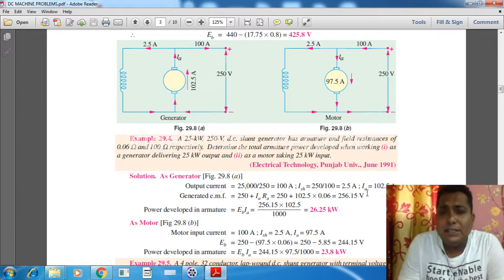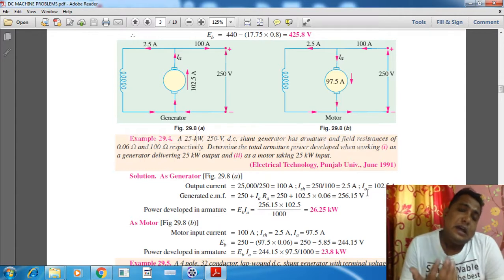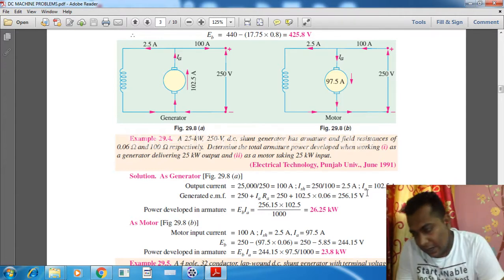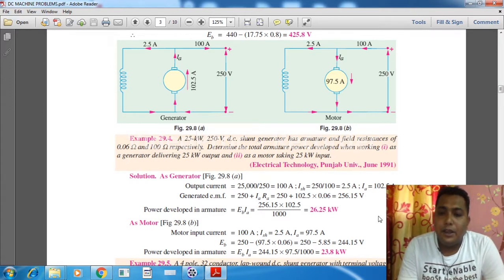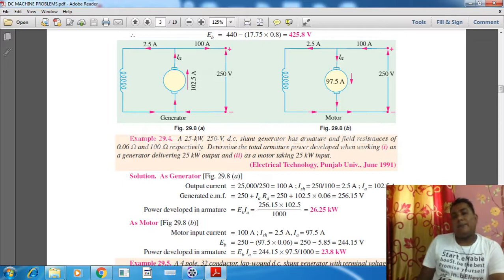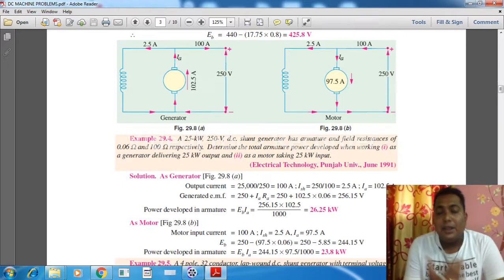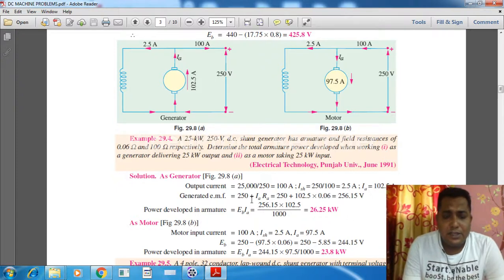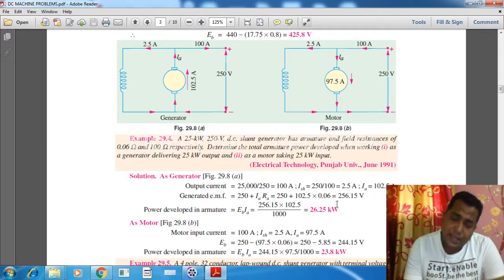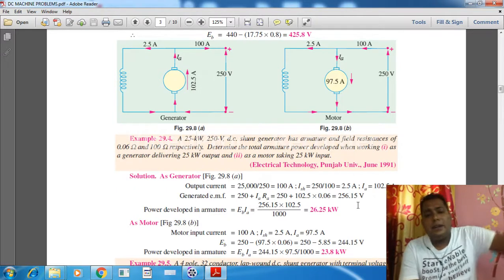So what is the armature current? Armature current is the summation of the load current or line current plus the field current. If we add 100 plus 2.5, that will give us 102.5 ampere. So what is the generated EMF? In case of generator, E is equal to V plus IARA. The values are given, I have just plotted them over here, and we can find out the result.